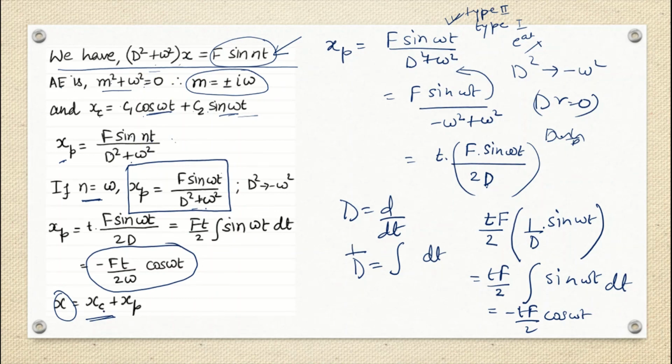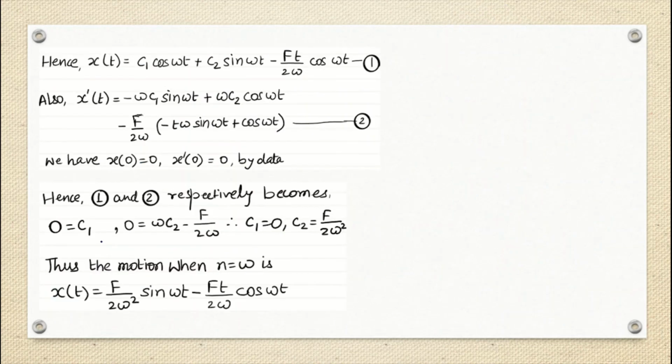And now we have to find the value of C1 and C2. For that, we are going to write down this complete xt: this is your CF and this is your PI. Fine. Now what are we going to do? We are going to differentiate this function and then find the answer. Why are we differentiating? Because they have given in the data that x at 0 is 0 and x dash of 0 is 0. So for that we have to find x dash t, and then we'll put t as 0. So we are differentiating it, right.